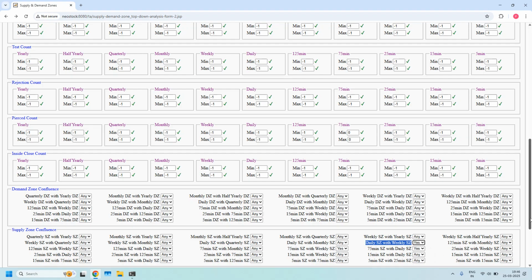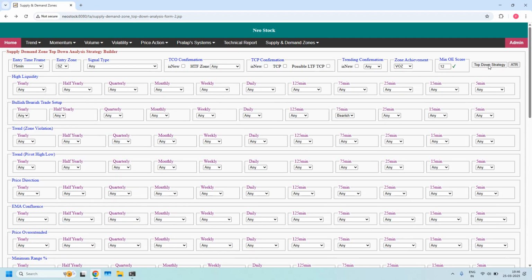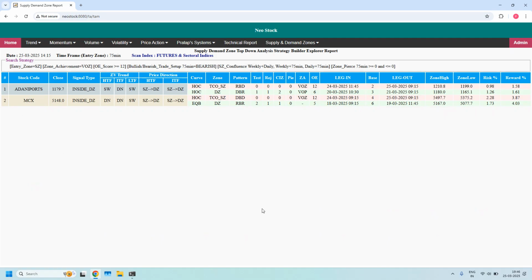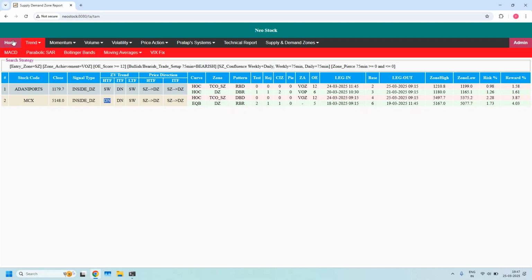And daily supply zone with weekly supply zone confluence. With all 3 filters enabled, we got 2 stocks. So these 75 minute supply zones overlapped with daily, both together again overlapped with the weekly supply zone. And the weekly trend is down in only one stock. If this stock has a weekly supply zone with weekly EMA, this could have an even higher probability of success. Let's verify.